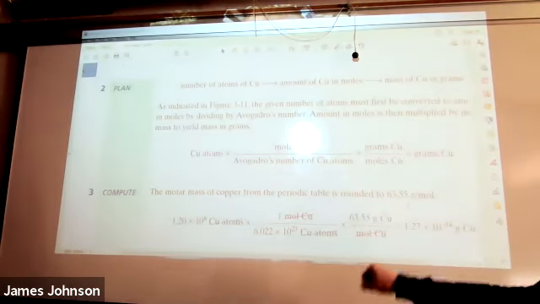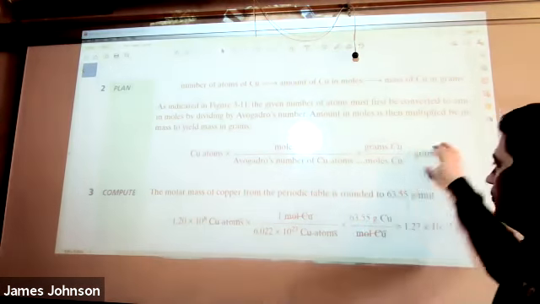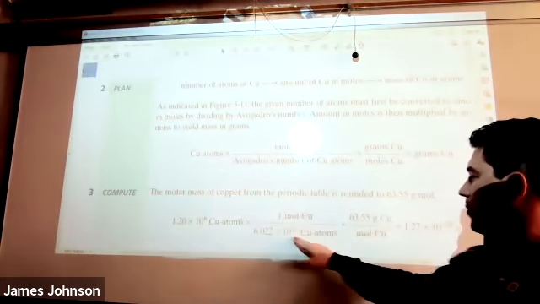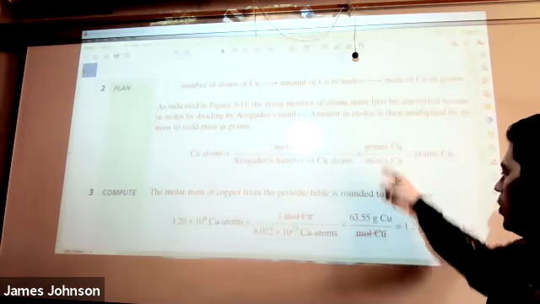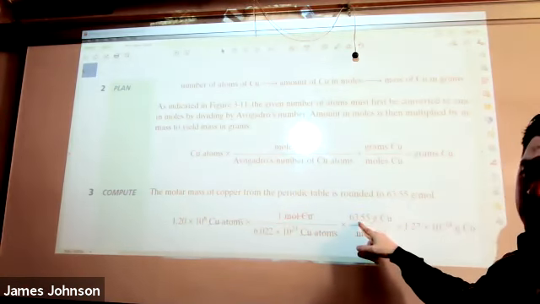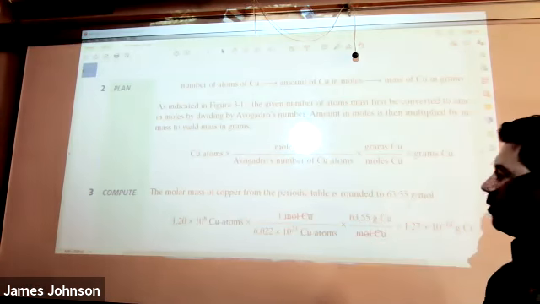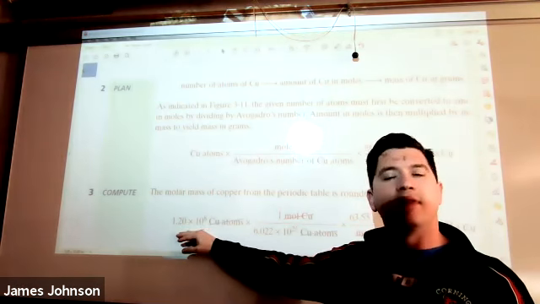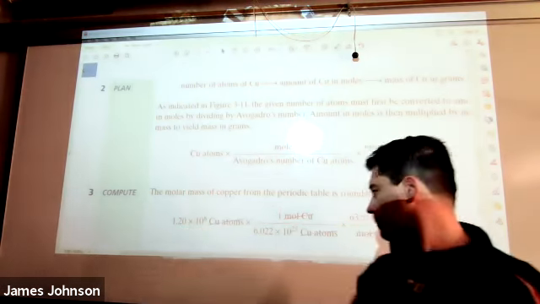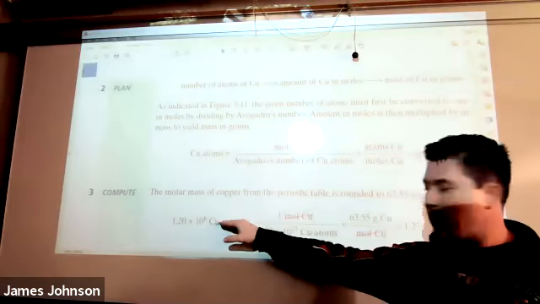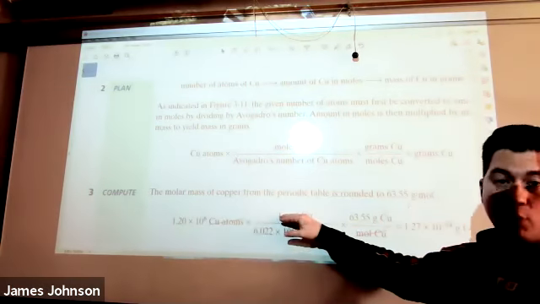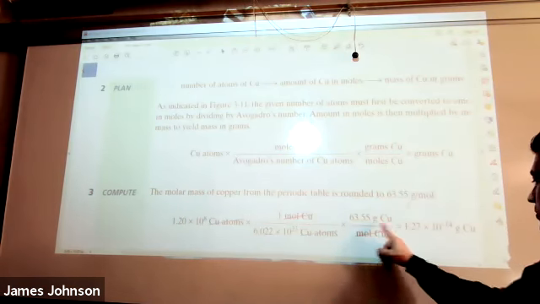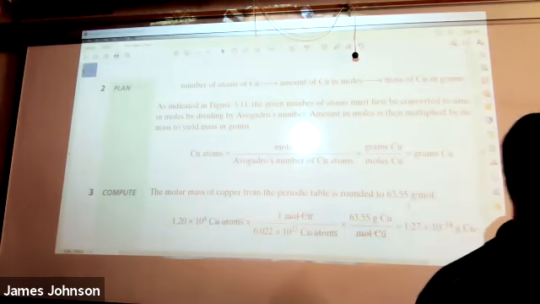So using the information and the numbers to fill in this strategy, we're going to be using Avogadro's number. We're going to be using the molar mass of copper, 63.55 grams per 1 mole. And then this is the value, the 1.20 times 10 to the 8th. That's the number we've got from the actual question. So you can see atoms cancels with atoms, moles cancels with moles, and the only unit we have left is grams. And that would be our final answer.